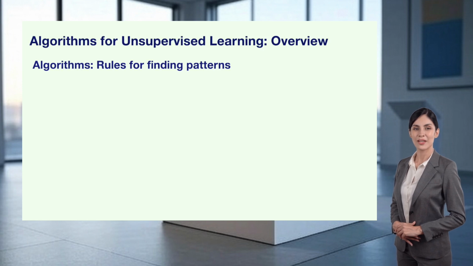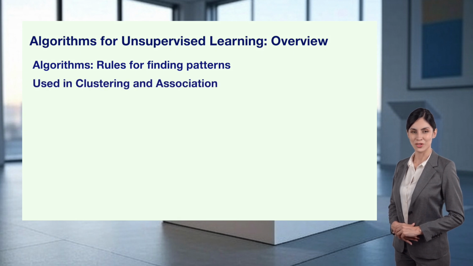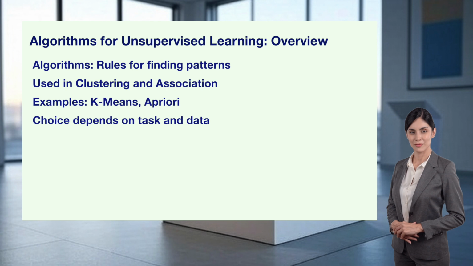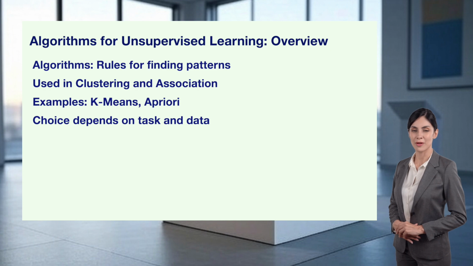Unsupervised learning relies on algorithms, which are the rules the model uses to find patterns in data. These algorithms are used in both clustering and association tasks, depending on the goal. Examples include k-means for clustering and Apriori for association, which we'll explore next. The choice of algorithm depends on the task and the type of data we're working with. Let's look at a few popular algorithms to see how they uncover hidden patterns.